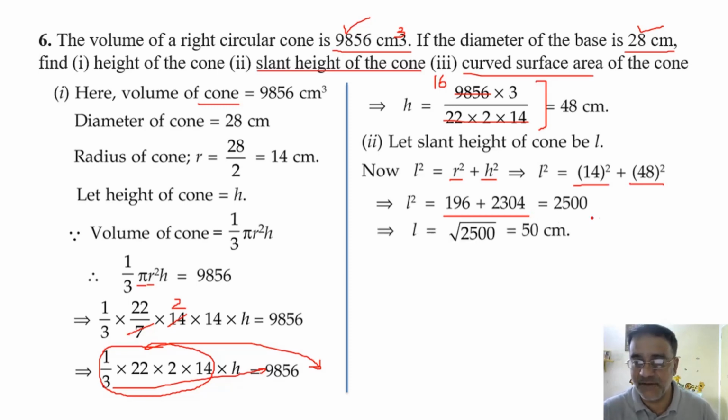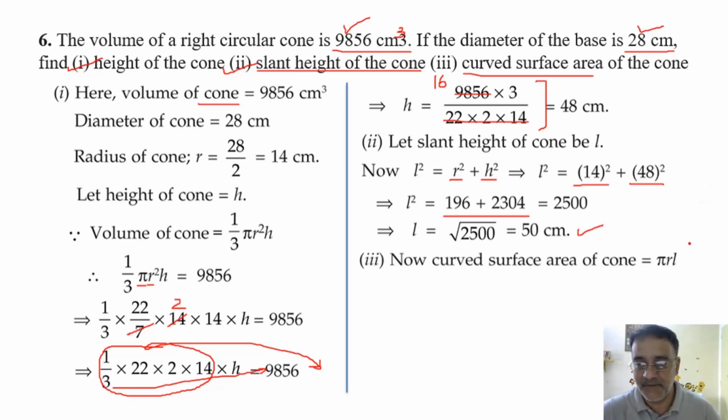50. Right, very good, 50. So this is the second answer. Okay, so we completed first and second. And now curved surface area of the cone. What is the formula of curved surface area of the cone? Pi r l.